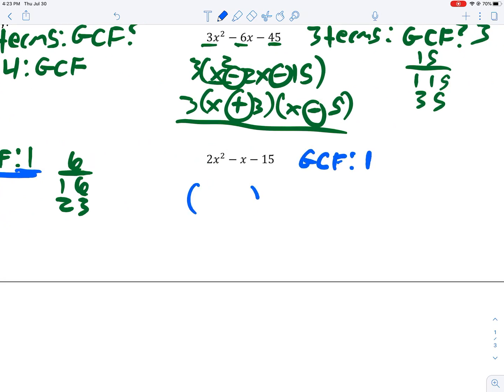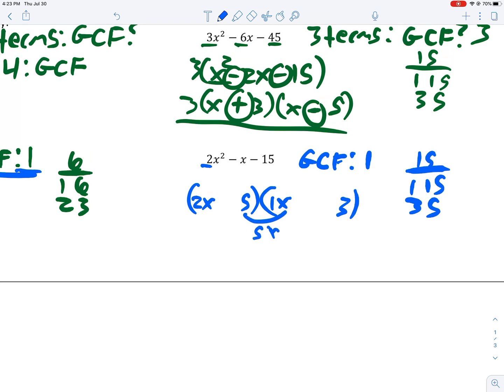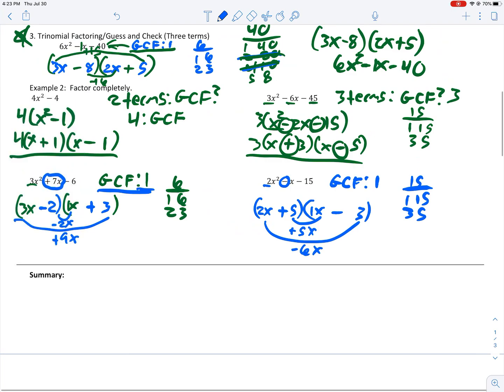Okay, last one here. GCF of 1. If it does factor, it's going to be two binomials. Again, the only way to get 2 is 1 and 2. Multiples of 15: 1 and 15, 3 and 5. So let's try 5 and let's try 3. So 5x, 6x. Will that give me 1? Can 6 and 5 make 1? Yes, it's got to be a negative 1, so minus, plus. And there we go.